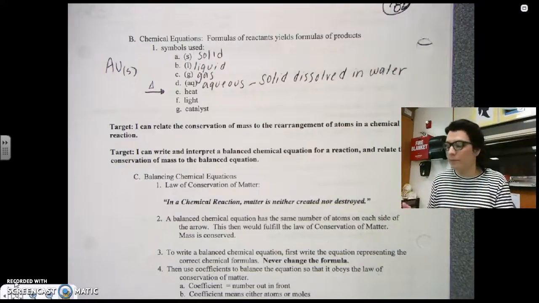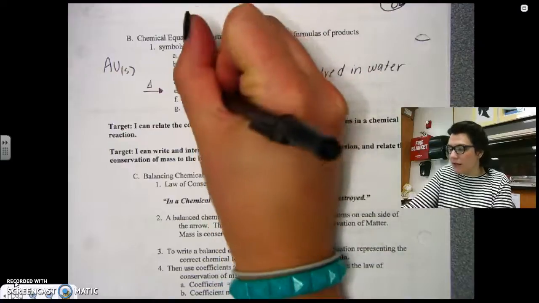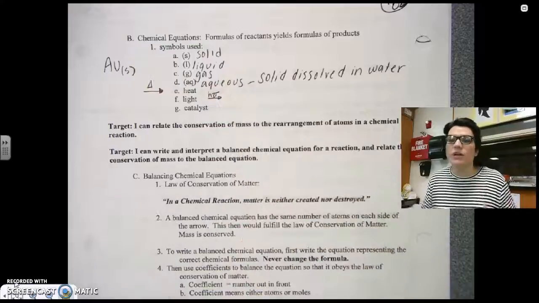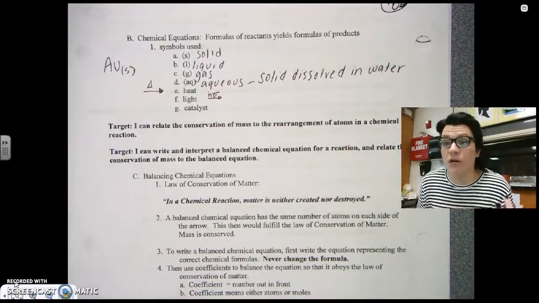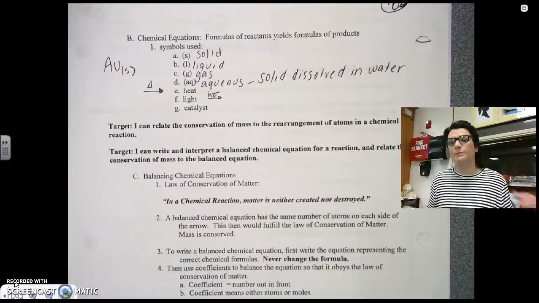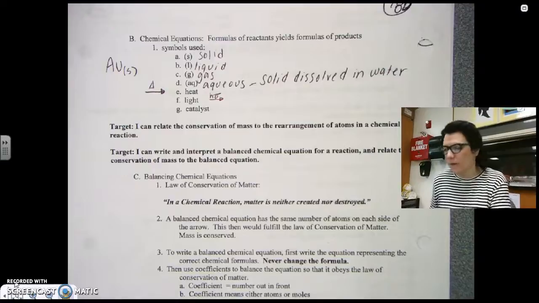Another way that we can indicate it is we could put plus heat as a reactant or plus heat as a product, okay? The other symbol is light, and we indicate that using this hv, which indicates a photon is present, or it's the amount of energy that a photon has, okay? Don't get too caught up on that. I just want you to see it. You probably won't be tested on it.